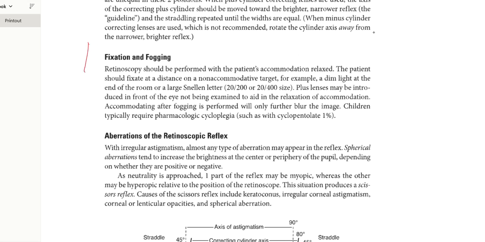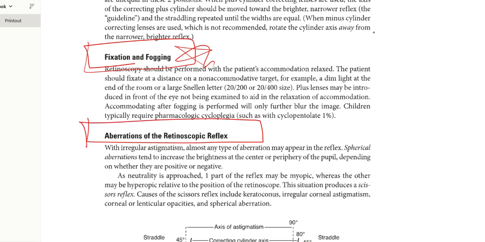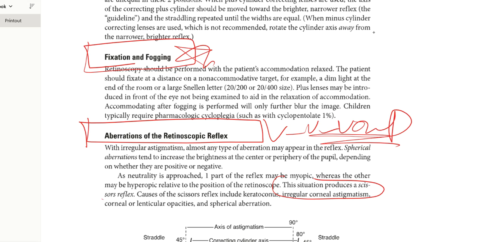Fogging and fixation. Again, very important. Aberrations. Very, very, very important. Scissor reflex. It has been asked 2 or 3 times. In which condition: irregular corneal astigmatism, keratoconus, corneal or lenticular opacities, spherical aberrations.